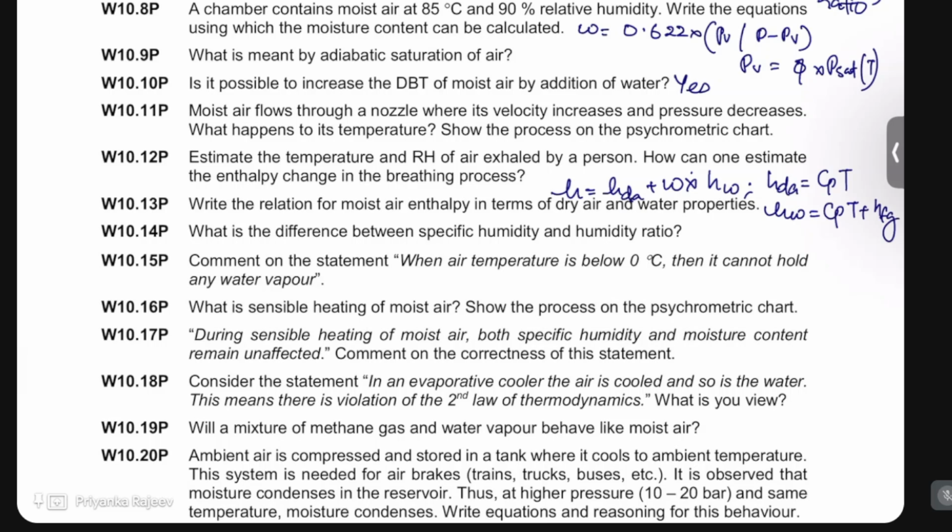What is the difference between specific humidity and humidity ratio? Specific humidity means kilogram of moisture per kilogram of moist air. Okay, and humidity ratio is kilogram of moisture per kilogram of dry air. So different definitions, one is per moist air and another is per dry air.